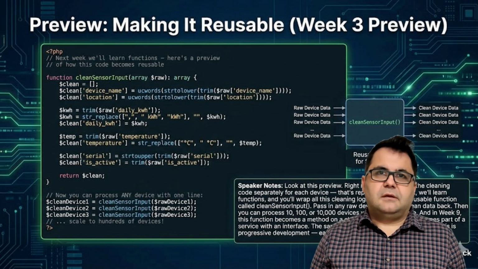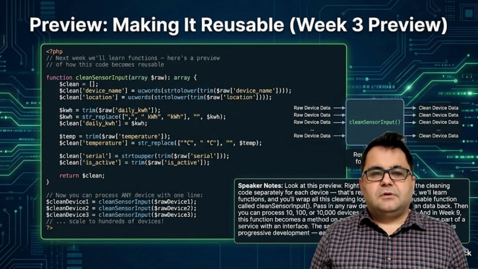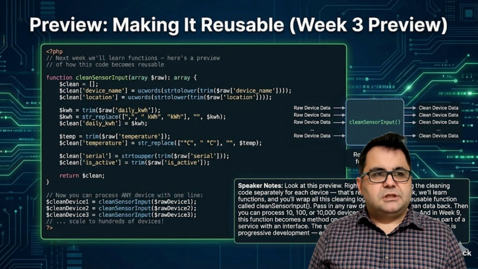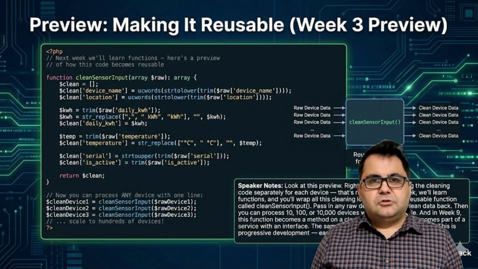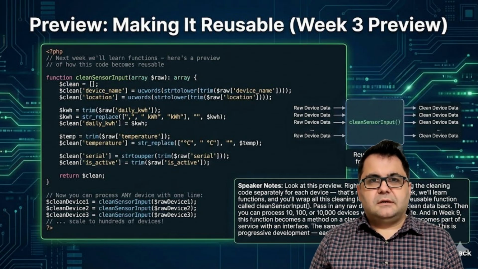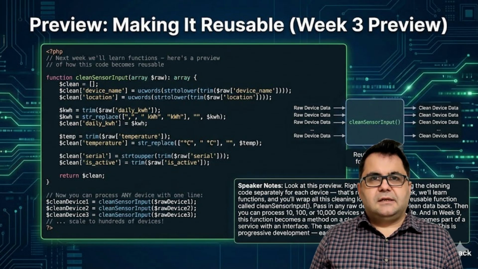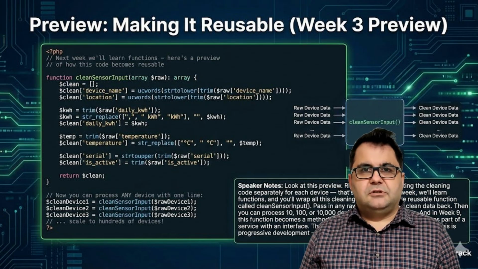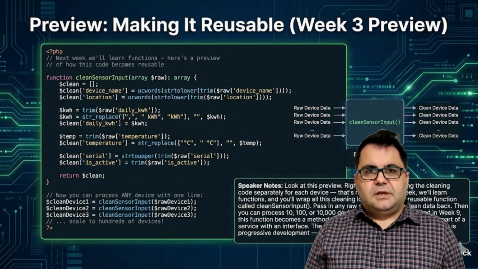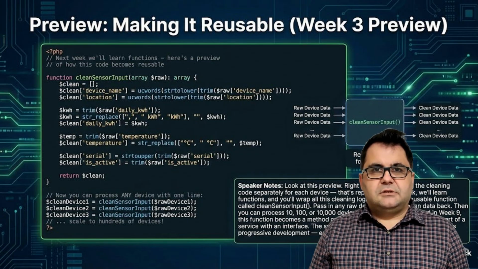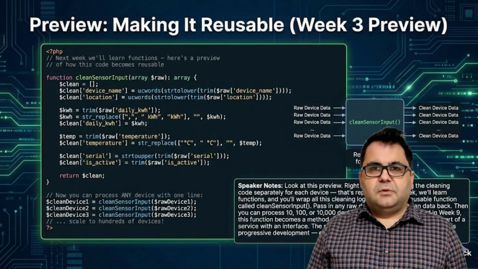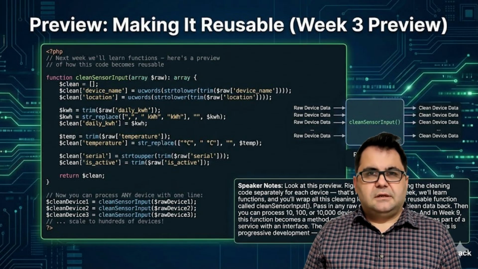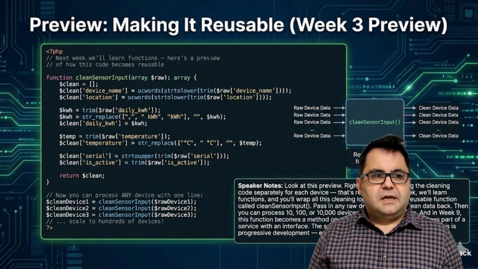Look at this preview. Right now you're writing the cleaning code separately for each device, and that's repetitive. Next week we'll learn functions, and you'll wrap all this cleaning logic into a single reusable function called clean sensor input. Pass in any raw device data, get clean data back. Then you can process 10, 100, or 10,000 devices with the same code. And in week 9, this function becomes a method on a class. And in week 12, it becomes part of a service with an interface. The same logic, increasingly well organized. This is progressive development. Each week we refactor and improve.